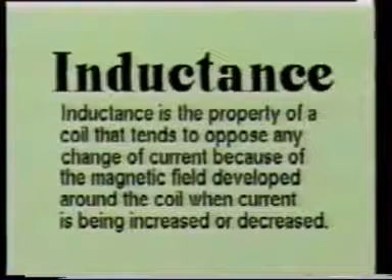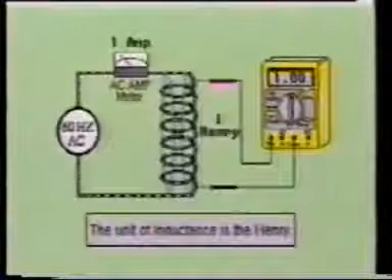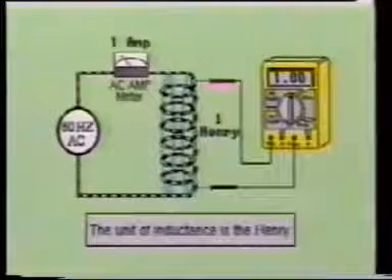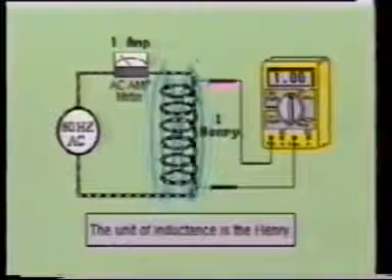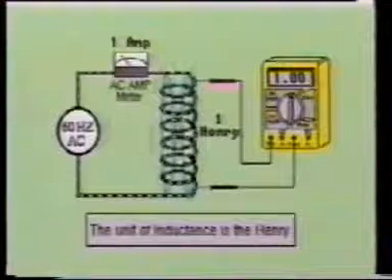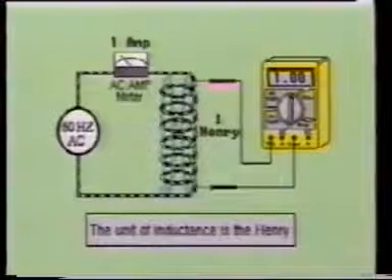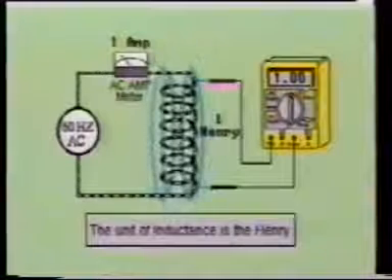The unit of measurement of inductance is the Henry. 1 Henry is defined as the amount of inductance required to produce a counter EMF of 1 volt when an average current change of 1 ampere per second is occurring in the circuit. Inductance is represented by the letter L, and Henry is represented by the letter H.